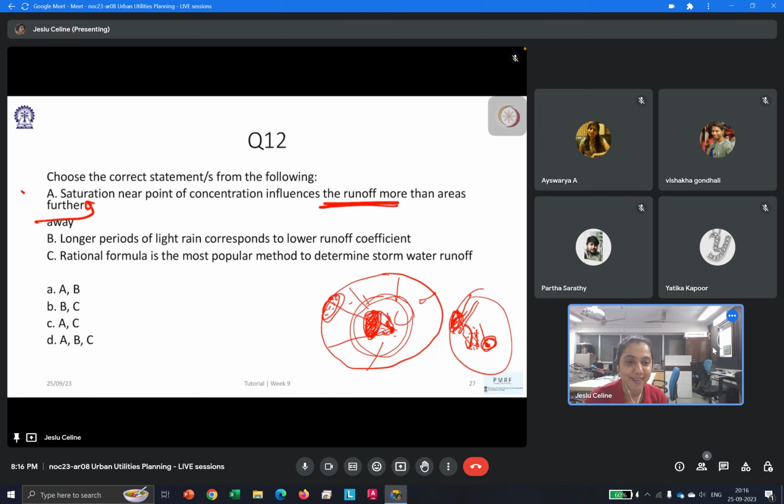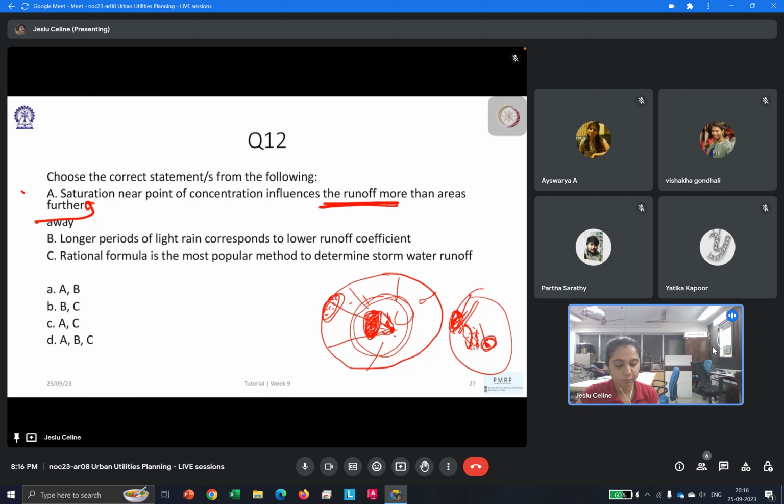Hello. Based on saturation point. Yes, it is based on saturation point only, but I want to hear your reasoning for that. Okay, so fine. Vaishaka, do you agree to the statement?